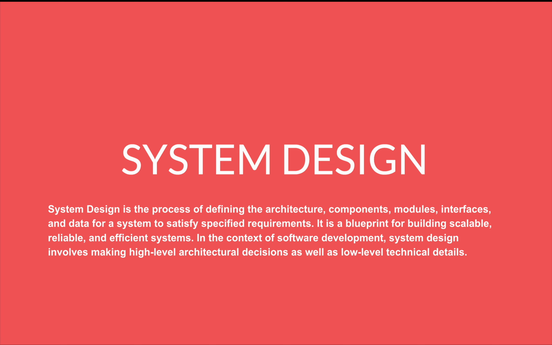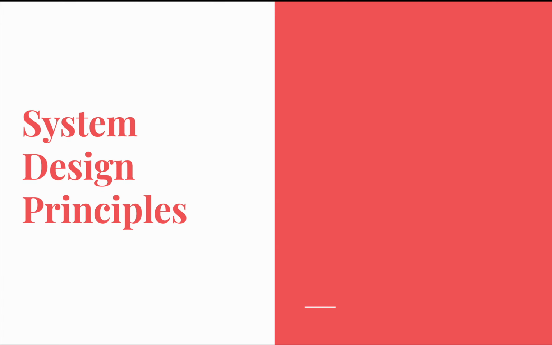LLD is how you define the classes, objects, how those classes are related, how the modules are going to be defined, and how the algorithm needs to be written. High-level design is how your components need to be designed, what load balancer you will use, what techniques you will use, and what types of DBs you'll use. All those things are covered in the high-level architecture. I hope you all got an understanding of what system design is.